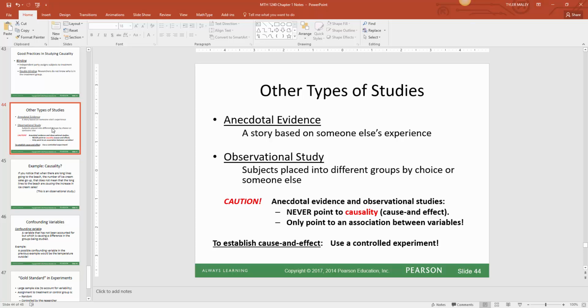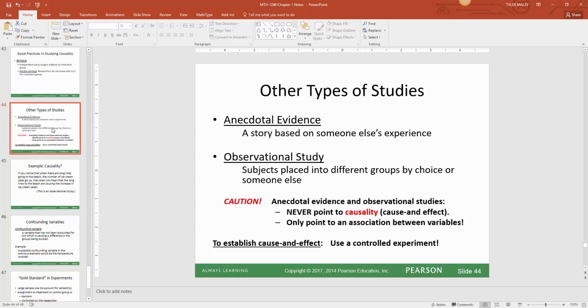So we can't really do something statistical with this quantitatively, but this would be a qualitative type of research, an anecdotal research-based study. So it's not necessarily that anecdotal is bad. We just can't do quantitative analysis with it, right? And then also, an observational study is where subjects are placed in different groups by choice or by someone else, right? And they're observing the study. It's not a controlled study.